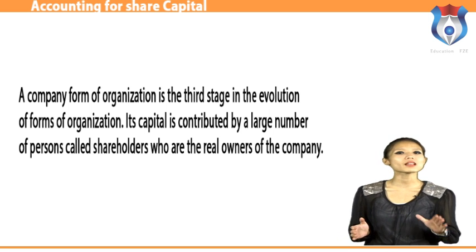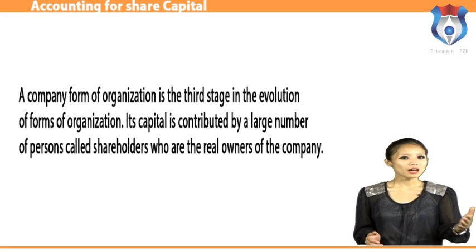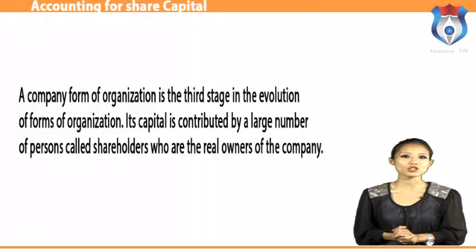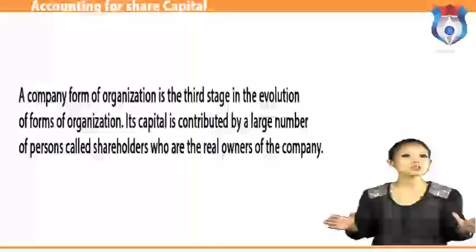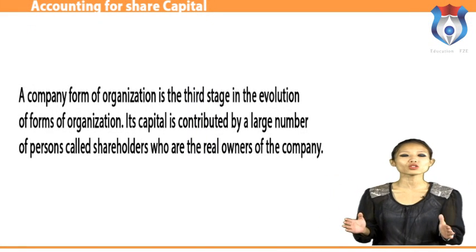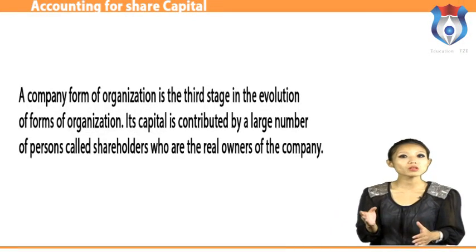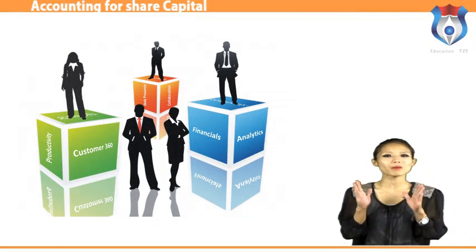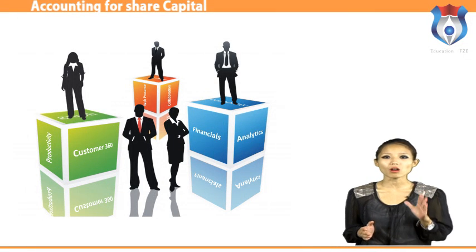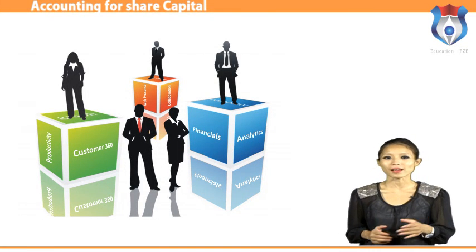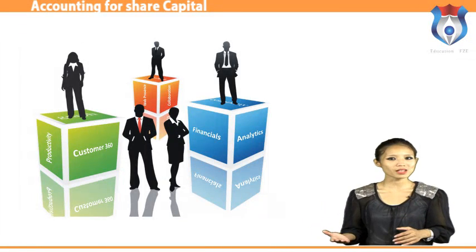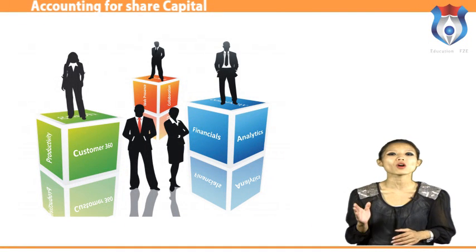Let us first understand what a company is. A company form of organization is a third stage in the evolution of forms of organization. Its capital is contributed by a large number of persons called shareholders, who are the real owners of the company. But it is neither possible for all of them to participate in the management of the company, nor considered desirable. Therefore, they elect a board of directors as a representative to manage the affairs of the company.